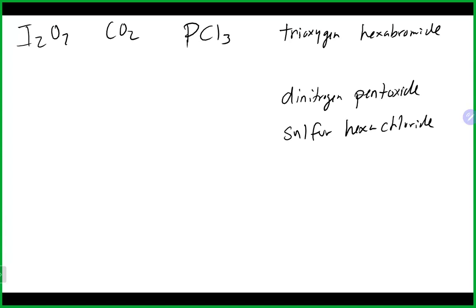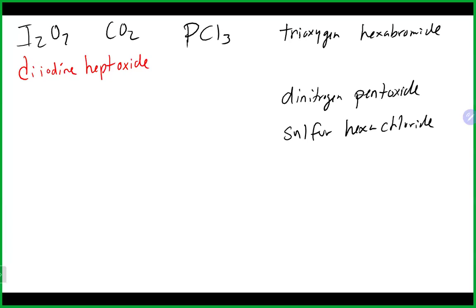So I look at the I and I see a 2, which means the prefix there is going to be di. Again, the first element, we use the whole name of it. So this would be diiodine. I look at the second element, that's a 7. So the prefix is hepta. And oxygen there will now be IDE at the end because it's the second element. And this will be diiodine heptoxide. Here I am going to drop the A off of the prefix so I don't get the A and the O combination happening. Any questions on that one there?